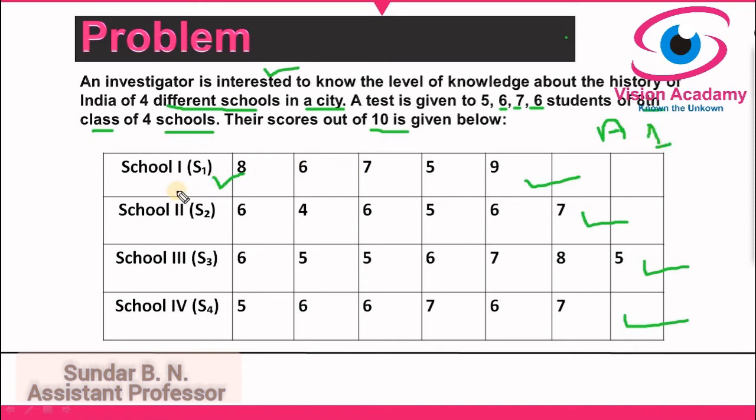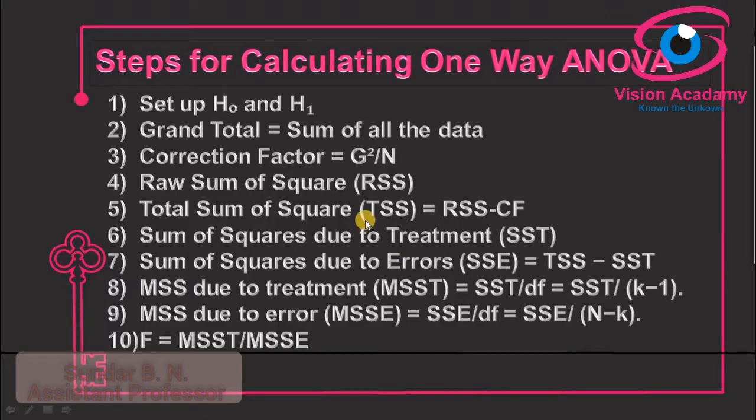It means only one factor under study is considered, that is knowledge about the history of India of 4 different schools in the city. So we want to know whether the knowledge of history of India in all the schools differ or do not differ. So let us see some of the procedure for this.